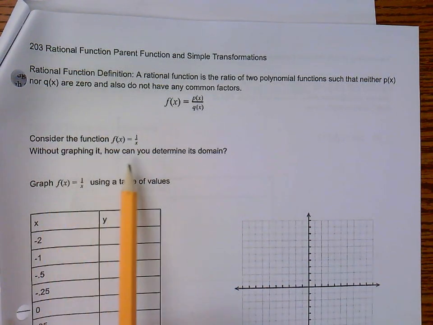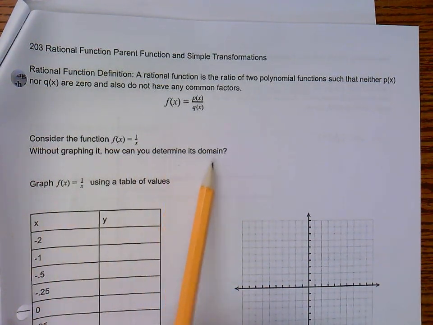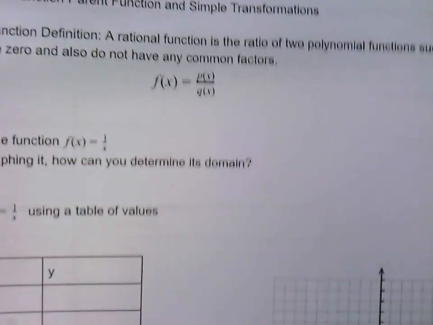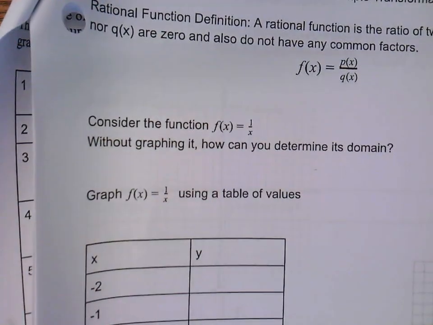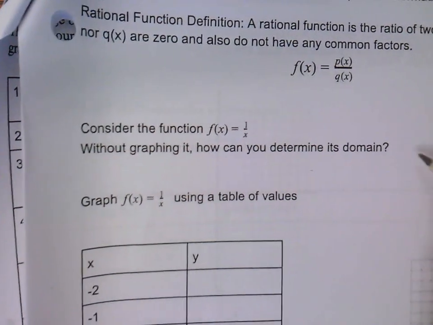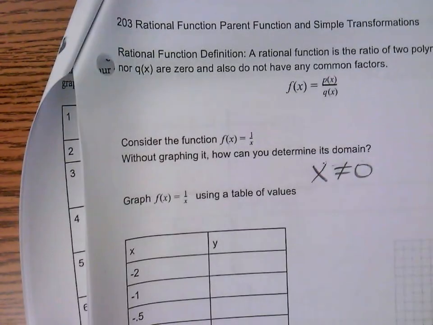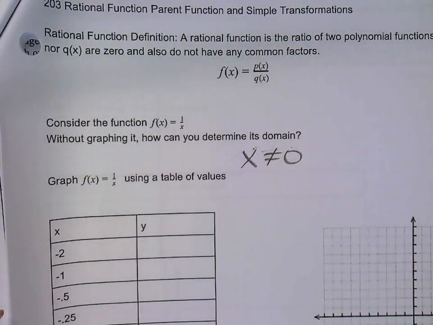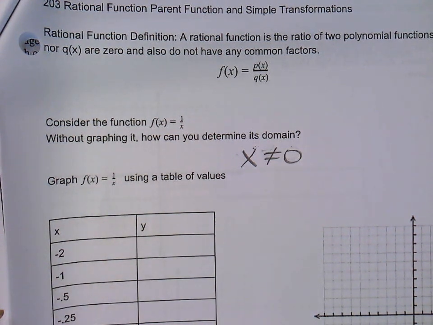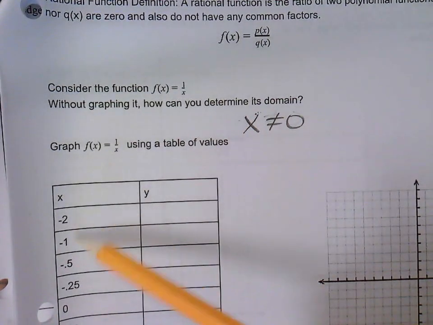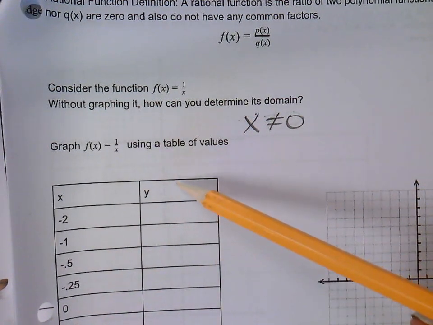This is the parent function. Without graphing it, how could you determine its domain? What would make the denominator 0? When x is 0, right? So our domain should be that x can never be 0, because you can never have the denominator be 0. And then it just says, let's graph it by using a table of values. So if I plug in these values for x, what are my outputs?